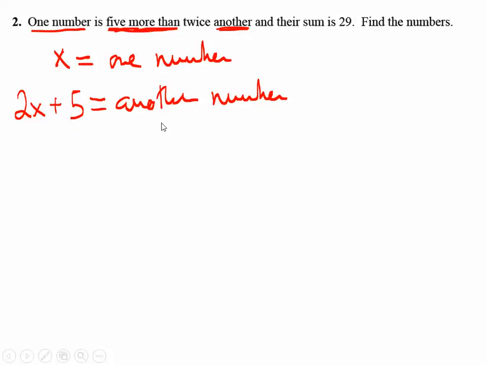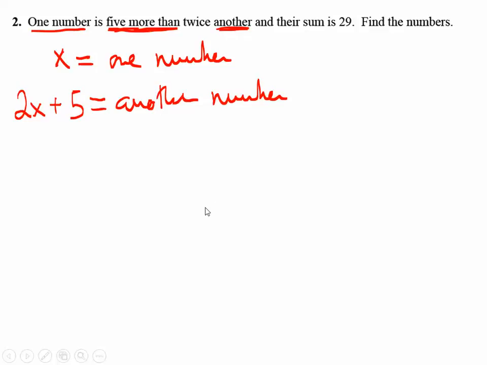That's going to be the other number. You can also label it as the second number if you like. This would be labeled as first number. This is second number. It doesn't matter. But you have a relationship between the first number and the second number. Okay, and here's their relationship. Their sum is 29.